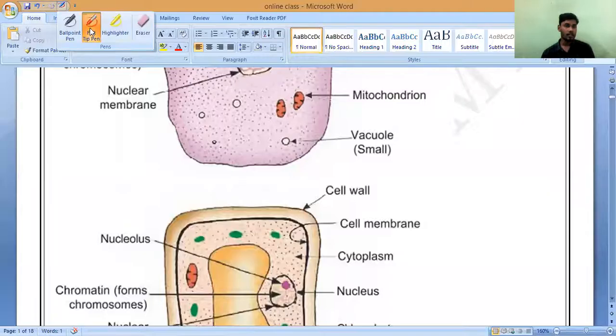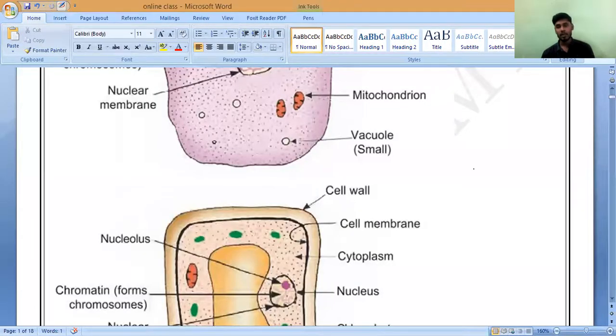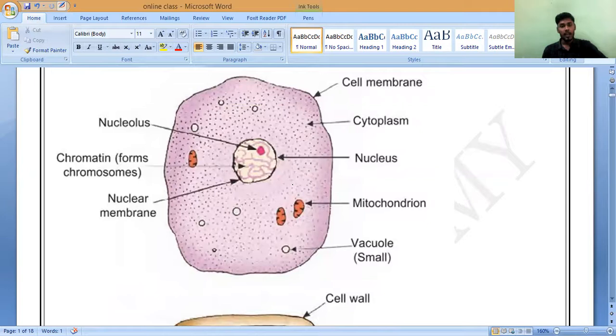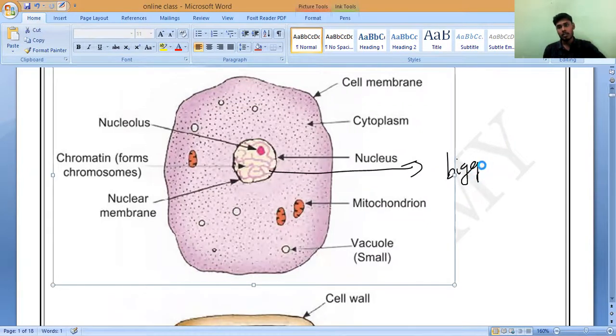Nucleus. As we have studied in last class, what is nucleus and what things are present inside the nucleus. The first point we studied regarding nucleus is the shape. Circle or oval? Yes, it is spherical. And it is the biggest organelle of the cell. In the plant cell it is in the middle, and it is the biggest organelle of the animal cell or plant cell.